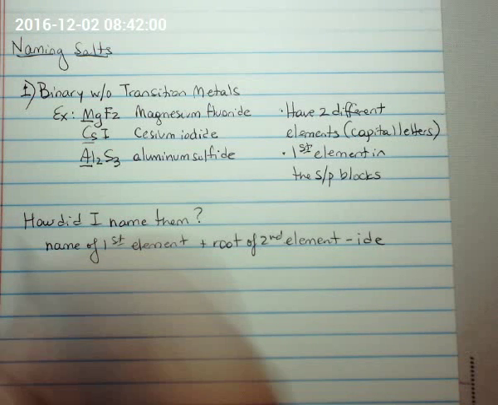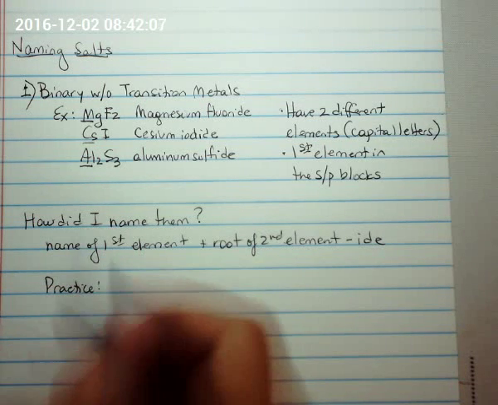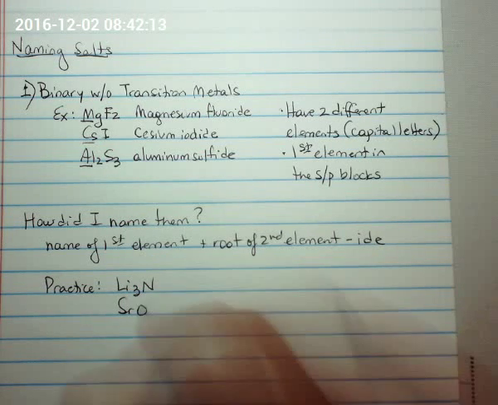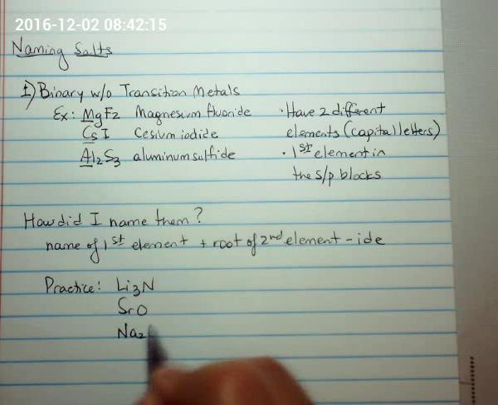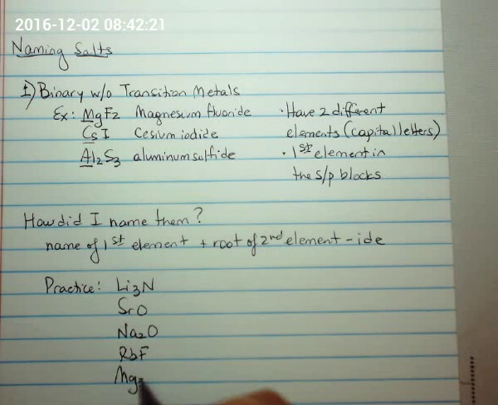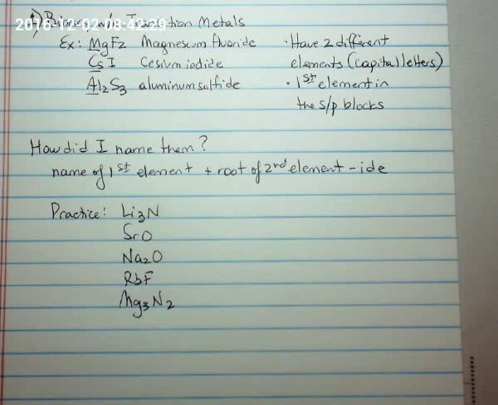Okay, so then let's practice this. This is easy, right? Guys, I'm going to give you 5, and I'm going to give you a minute on your own paper, see if you can come up with the names of these things. The first thing you should do is, number 1, check that they're binary. Number 2, check that that first element is in the S and the P block. And if those 2 things check out, then you can name them.